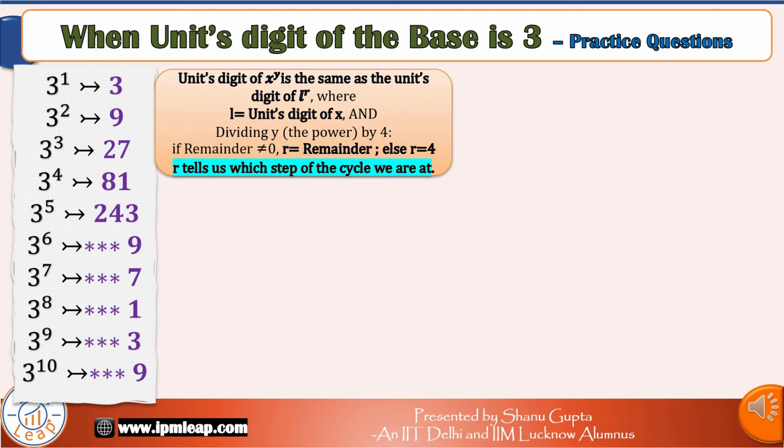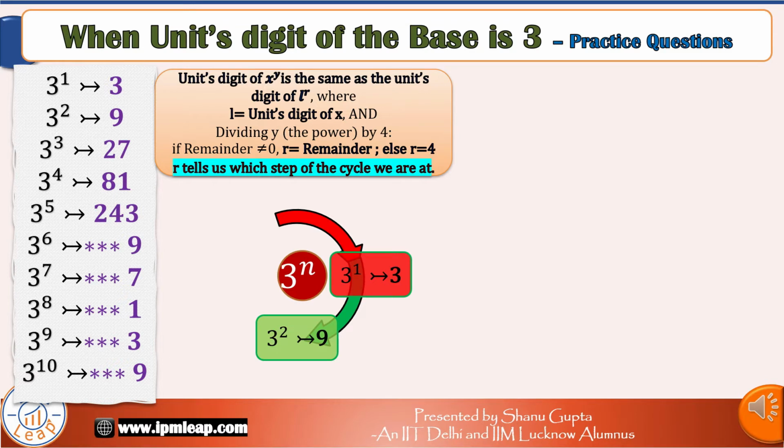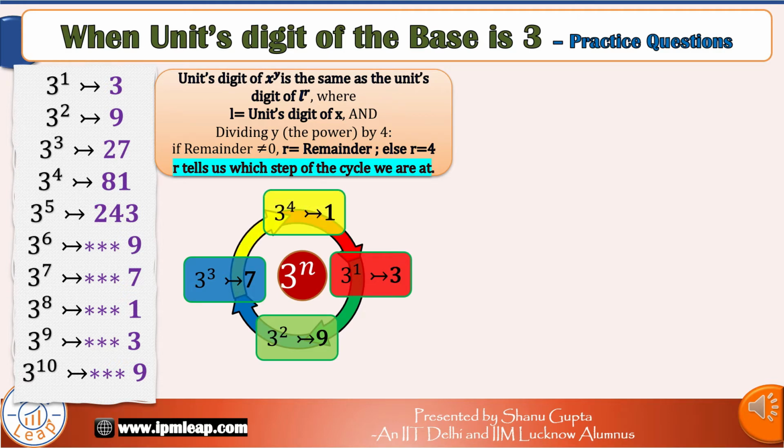So for powers of 3, the 4 steps in the cycle would be, at the first step, the units digit will be the same as that of 3 raised power 1, which is 3. At the second step, the units digit will be the same as that of 3 raised power 2, which is 9. At the third step, the units digit will be the same as that of 3 raised power 3, which is 7. And at the fourth step, the units digit will be the same as that of 3 raised power 4, which is 1. And just remember, the fourth step of this cycle is when the power is a multiple of 4, when it is exactly divisible by 4.